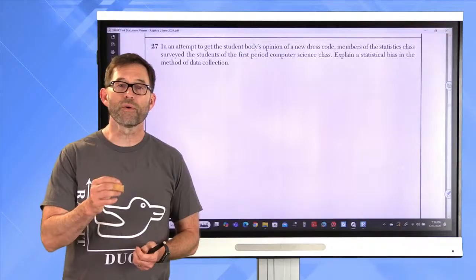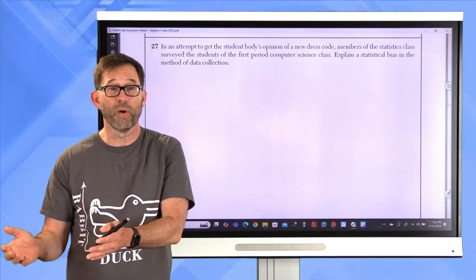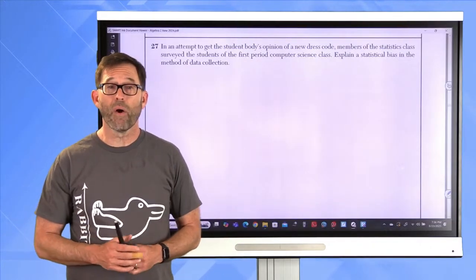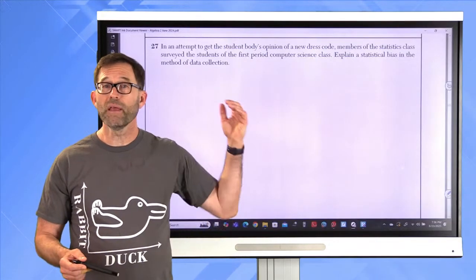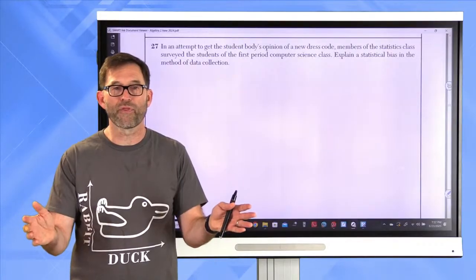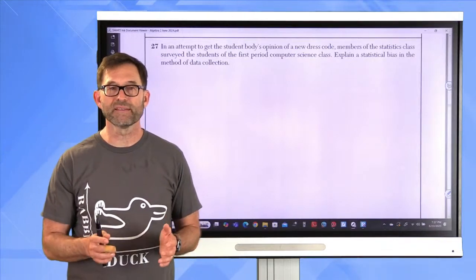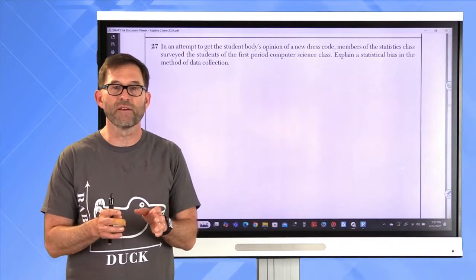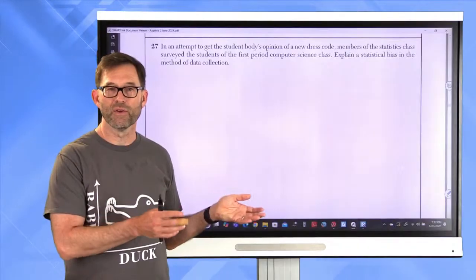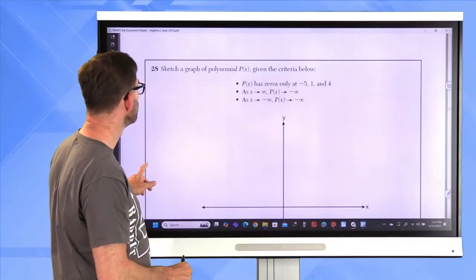Number one, students that are in computer science might have more uniform opinions about a dress code, either pro or against, than the student body in general. Likewise, they might all come from a given grade. Maybe everyone in 10th grade takes computer science, so we're not getting the full breadth of the student body, and that's the point. Any explanation that gets into the fact that students taken from a particular course don't represent the entire student body will get you 2 points here. So without having to write all that mess down, let's move on.